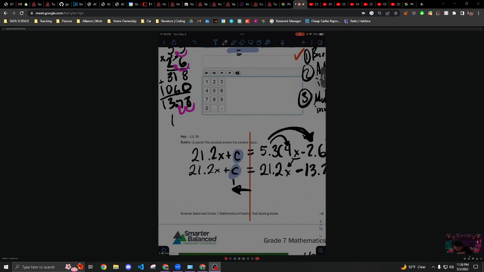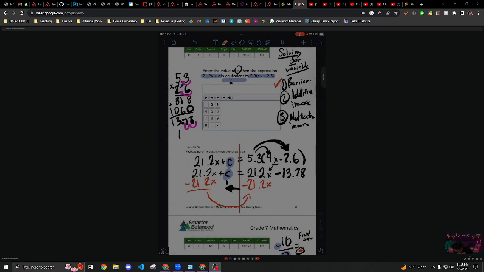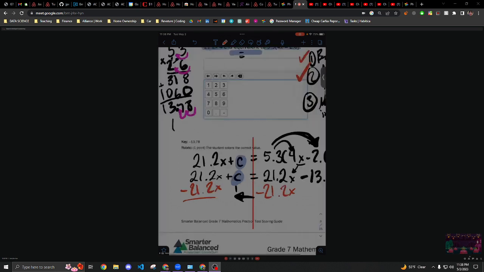Hopefully you said negative 21.2x, which is correct. The opposite of a positive 21.2x is a negative 21.2x. And what you do to one side of the equation, you also have to do to the other side. So negative 21.2x. Let's work this out. I'm going to do my additive inverse. Right now I'm adding and subtracting on both sides to clear out the sides so I get c by itself.